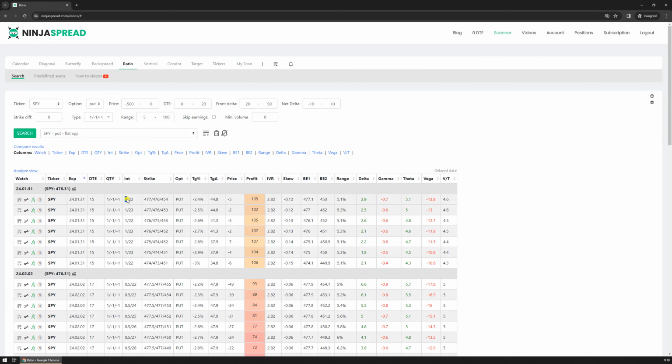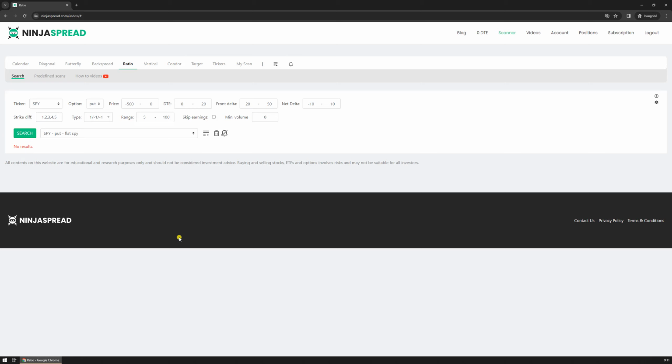The first leg difference is 1. And the second is 22, which does not make sense probably. Either you specify the range higher, or you can specify the different strike differences for SPY. Let's say that you are looking for 1, 2, 3, 4, and 5 combinations and search for that.